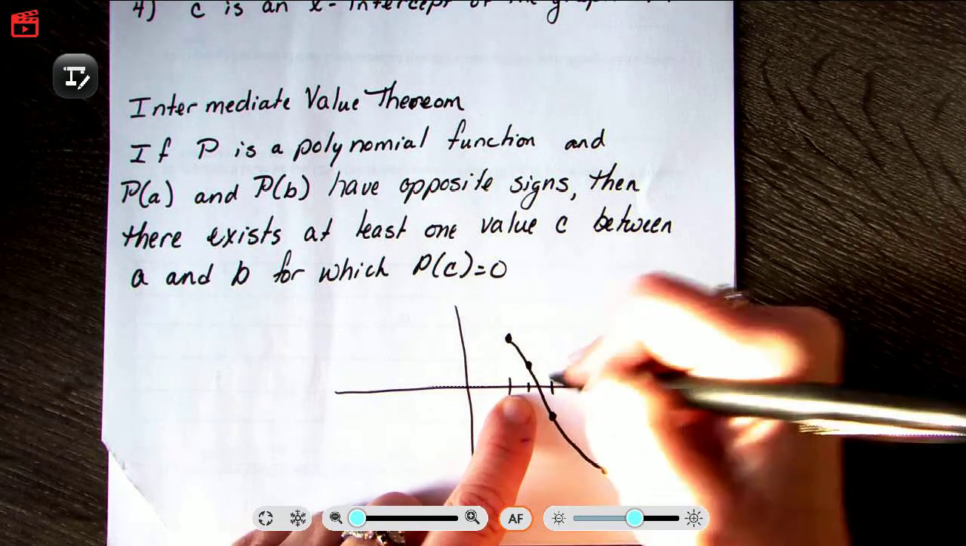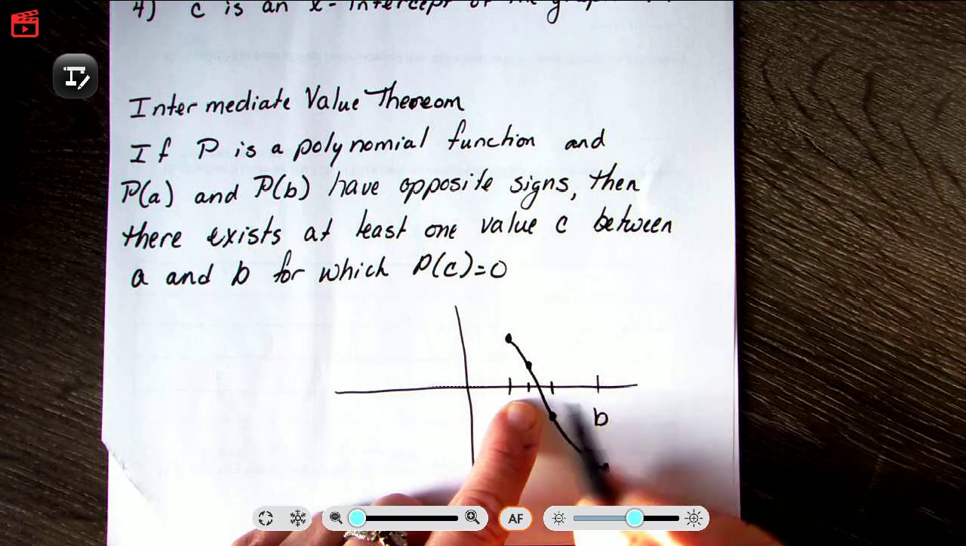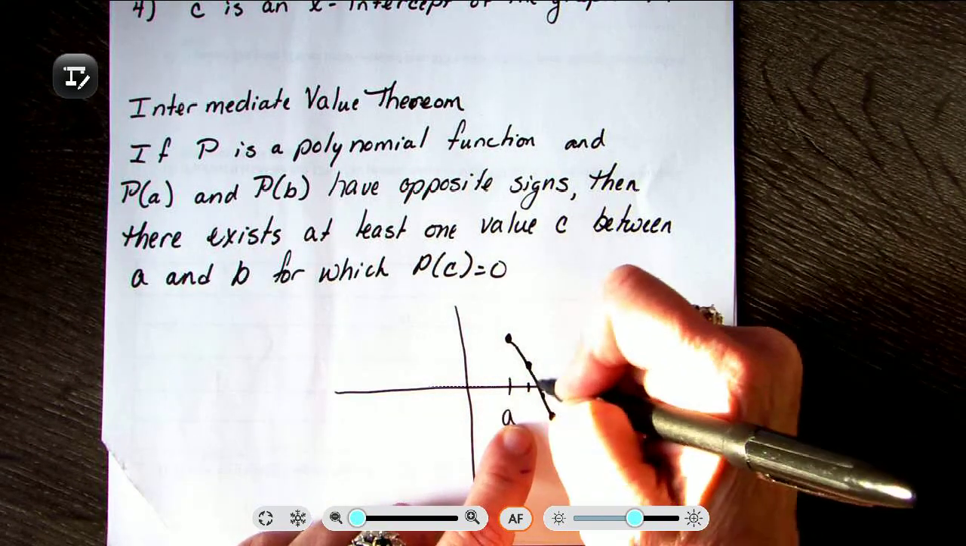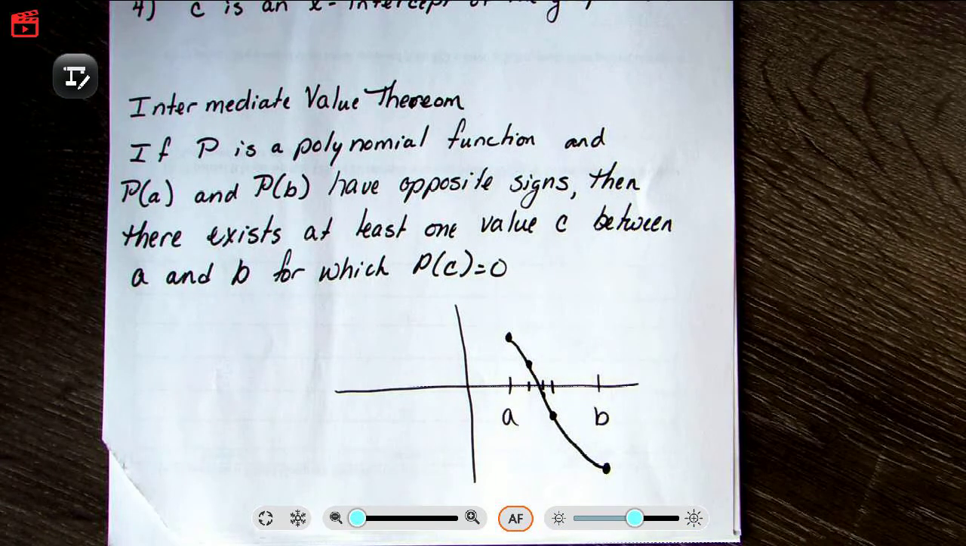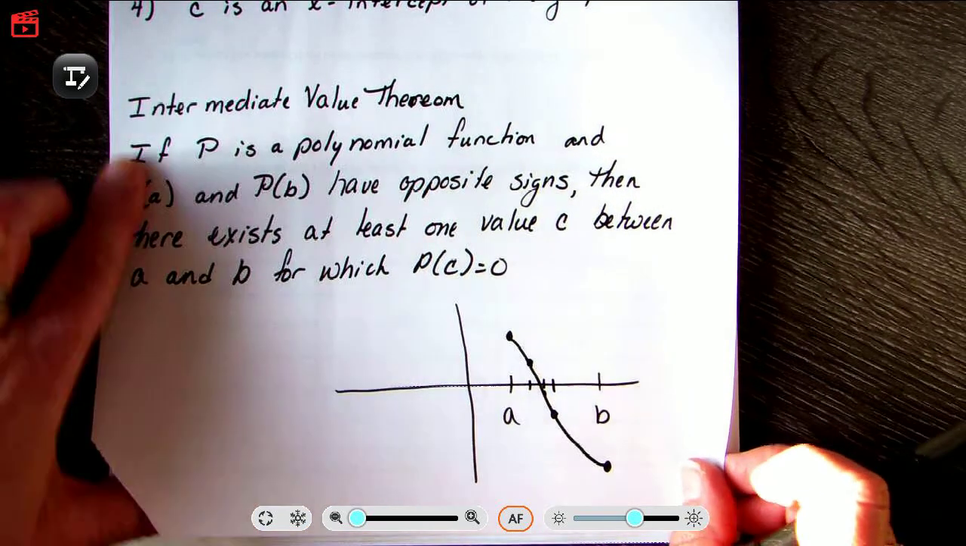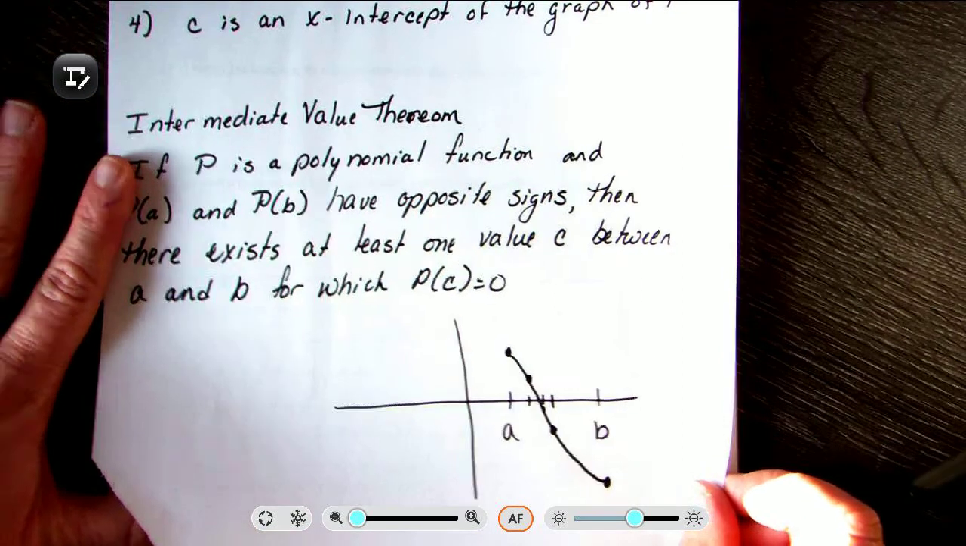So we now have that narrowed down between these two guys. Cut it in half. Cut it in half. And you will keep zeroing in on that 0. And that is one method of finding zeros. So hopefully that's one reason why we use the Intermediate Value Theorem.